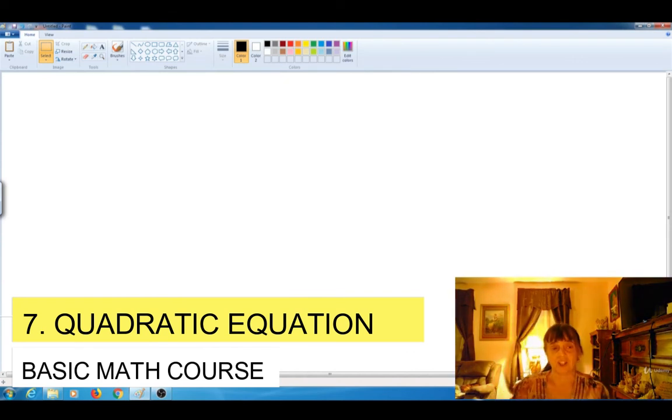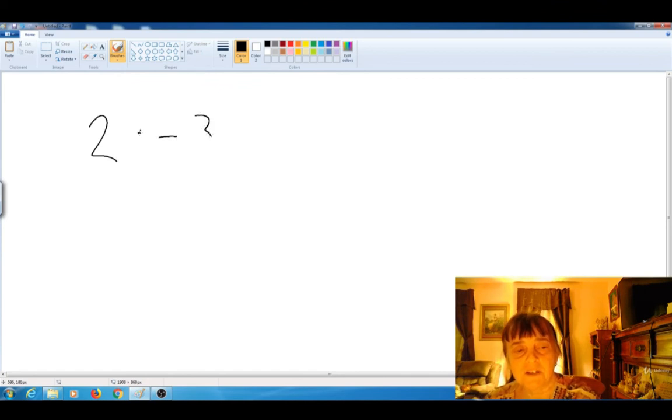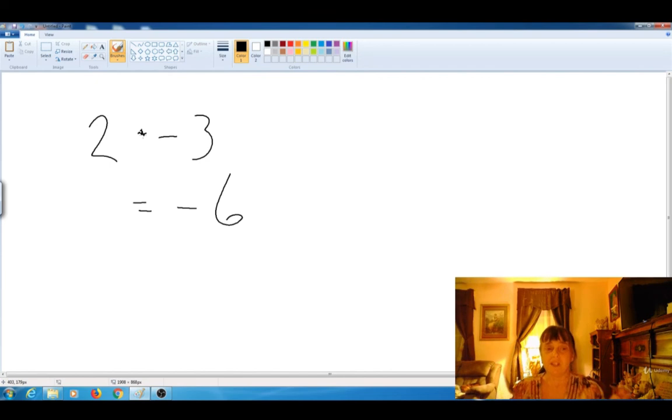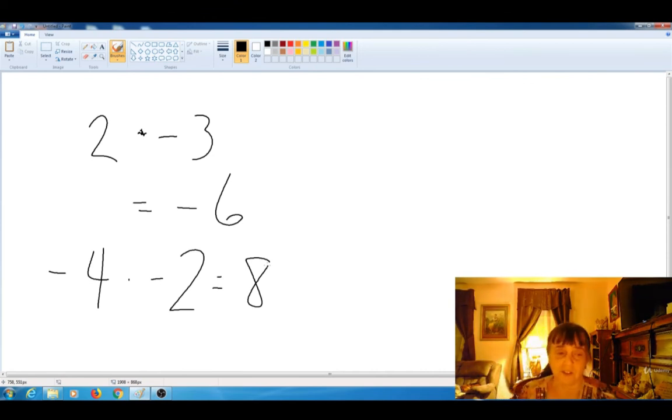Okay. Now we're going to go over operations with whole numbers. If you multiply a positive times a negative, you get a negative. Okay, 2 times 3 is 6. One's positive, one's negative, so a positive times a negative is a negative. But if you multiply two negatives, you get a positive. 4 times 2 is 8. A negative times a negative is a positive, or two positives multiplied together is a positive. Okay? But what if you multiply negative 2 times positive 3? It's still going to be a negative. So if they're unlike signs, the answer is negative. If they're like signs, the answer is positive.